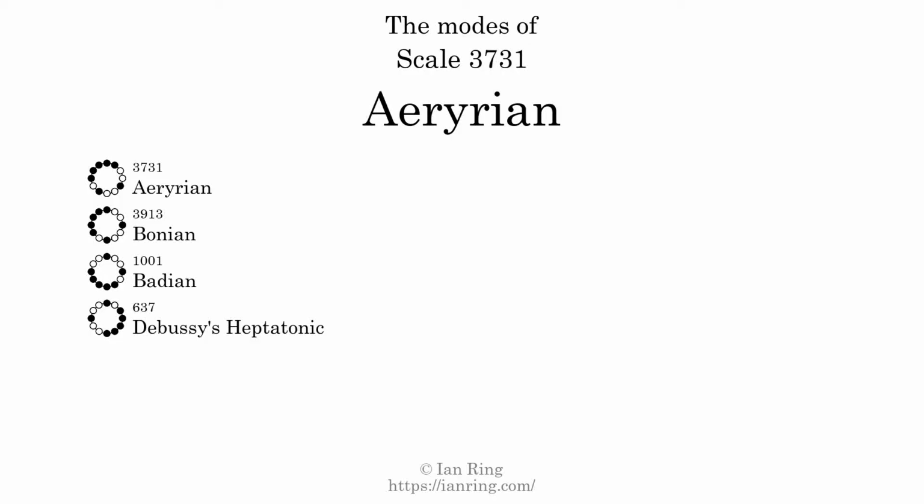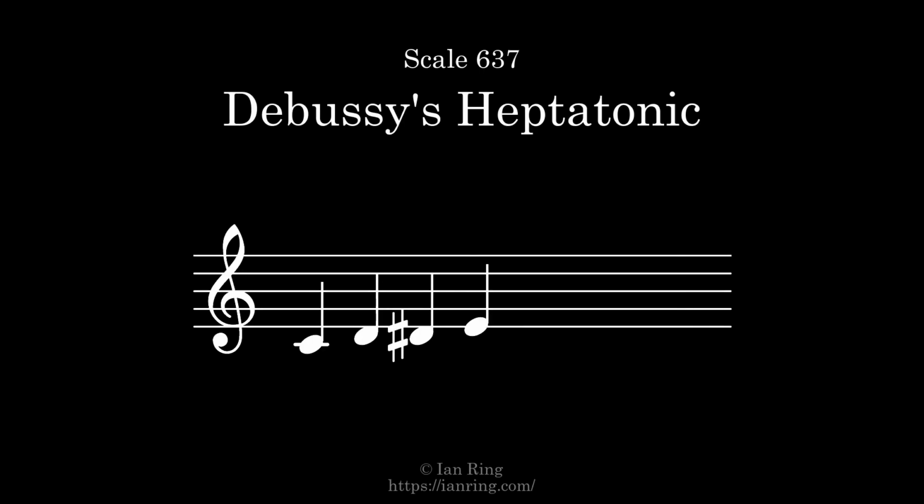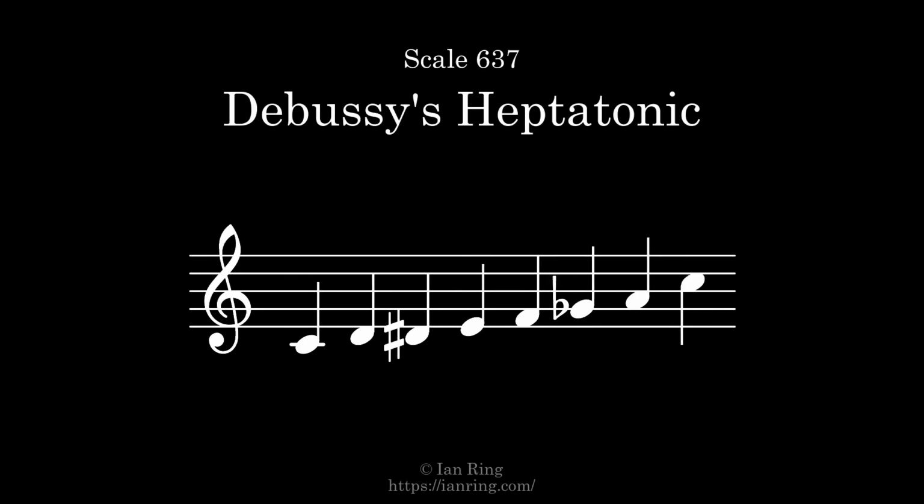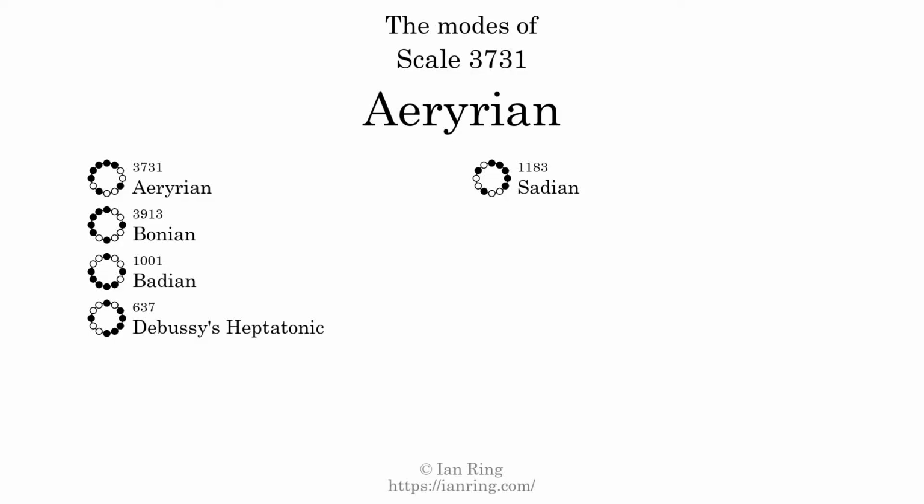The fourth mode is scale 637, also known as Debussy's heptatonic. It sounds like this. The fifth mode is scale 1183, also known as Sadian. It sounds like this.